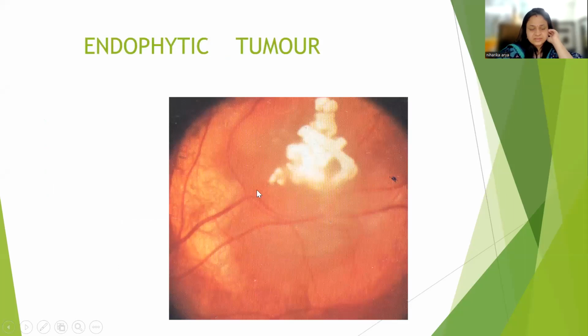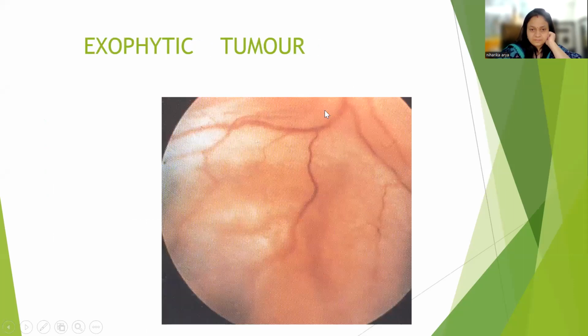So as I said, that is endophytic, that is the growth is toward the lens. Here you can see this is the retina and this is the retinoblastoma growth, which is growing upward, that is, it is going toward the lens. Okay. Exophytic tumor, in which there is this is the retina.